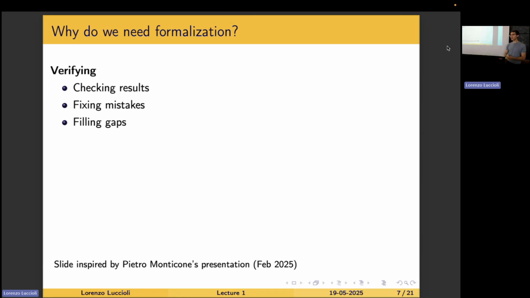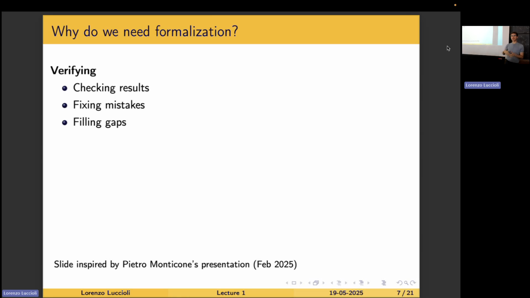And the first thing that comes to mind usually is verification. So we want to formalize, which is also the thing that I told you before. We want to formalize things because we want to be extra sure that things are actually true. We want to check that the results are true. We want to catch mistakes if there are any. We want to fix them, and we want to fix the gaps there are. Maybe there's a theorem which has just a sketch of a proof.